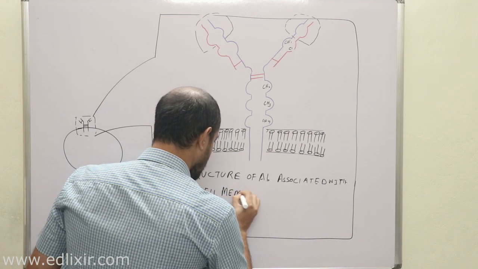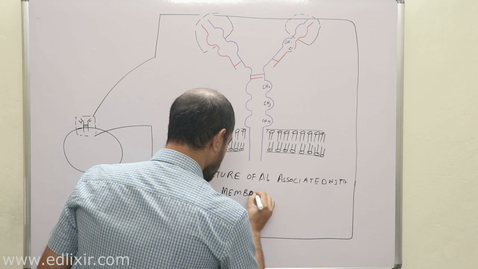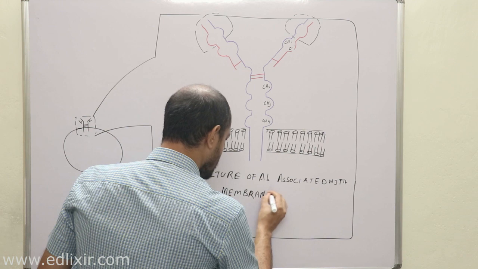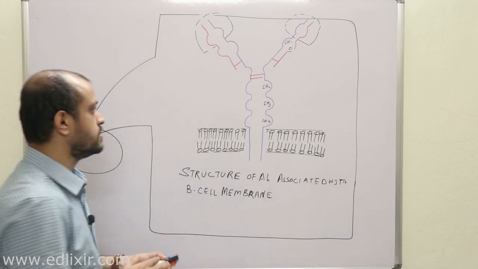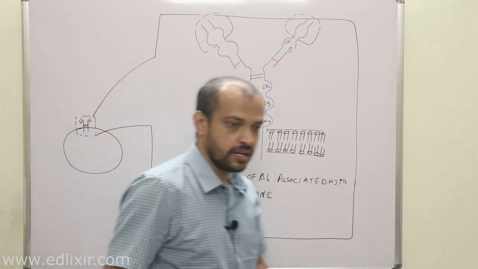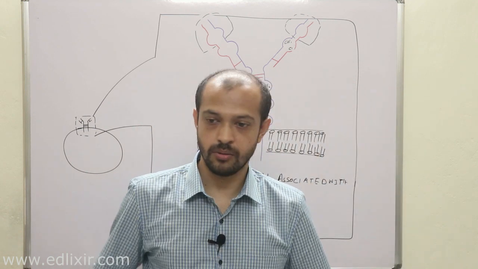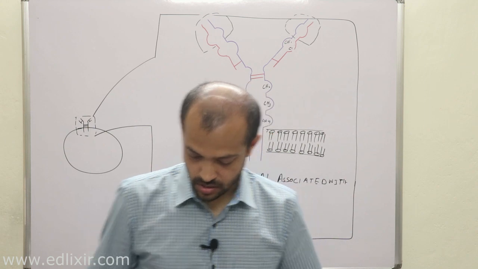Never ever think that these antibodies are the same. That means those antibodies which are about to get secreted are not the same as the membrane bound antibodies which are present on the B cell membrane. Clear? Now we will be talking about antigenic determinants. Now what are these?